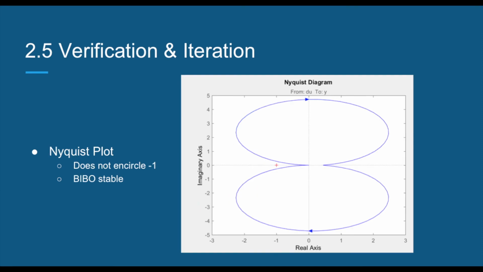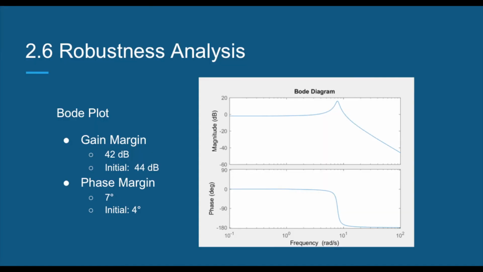When the Nyquist plot of the closed-loop transfer function was plotted in SISO tool, it shows the system to be BIBO stable. For robustness analysis, the Bode plot was created for a system with PD controller, which shows a decrease in gain with the use of controller and an increase in phase margin.